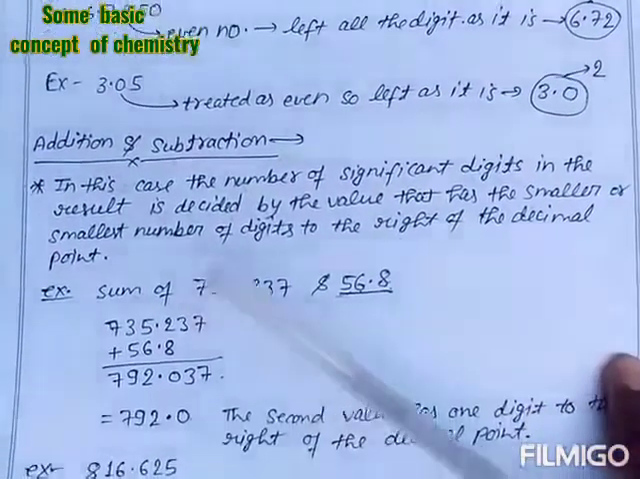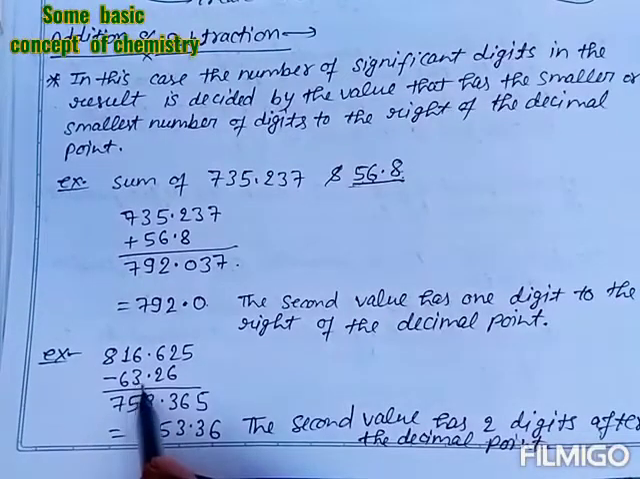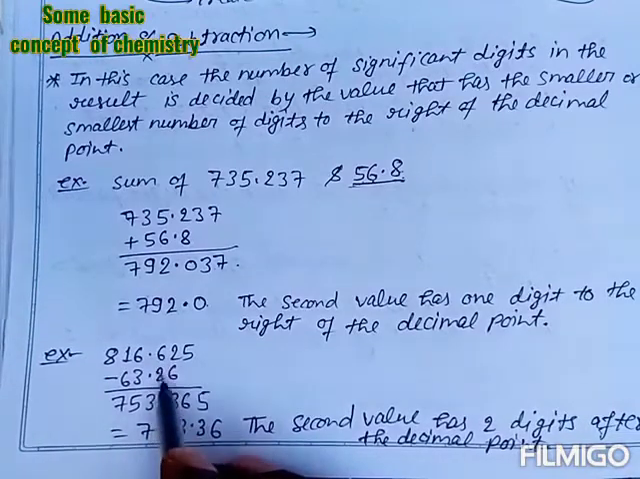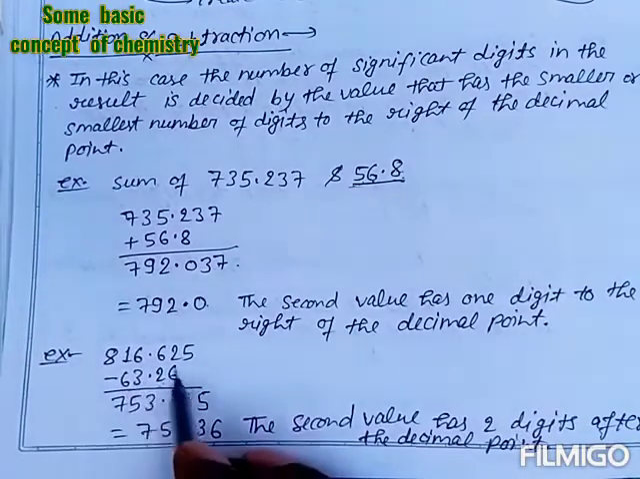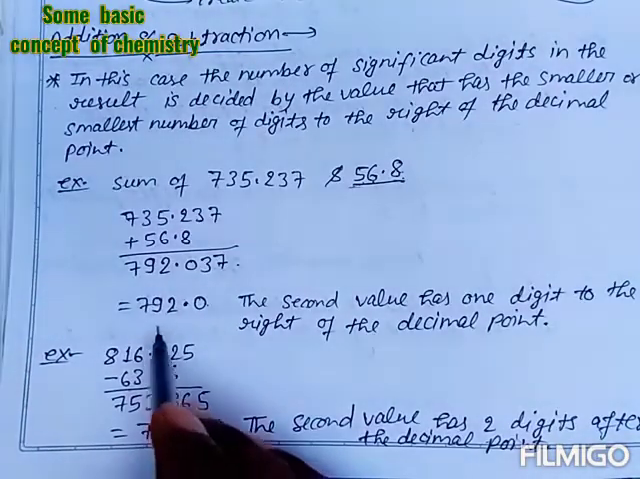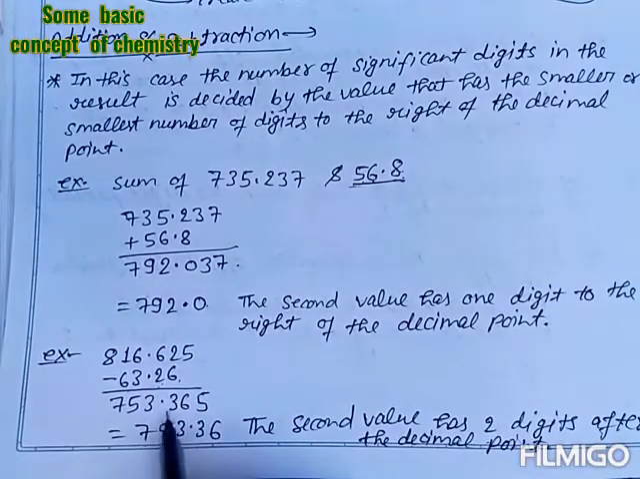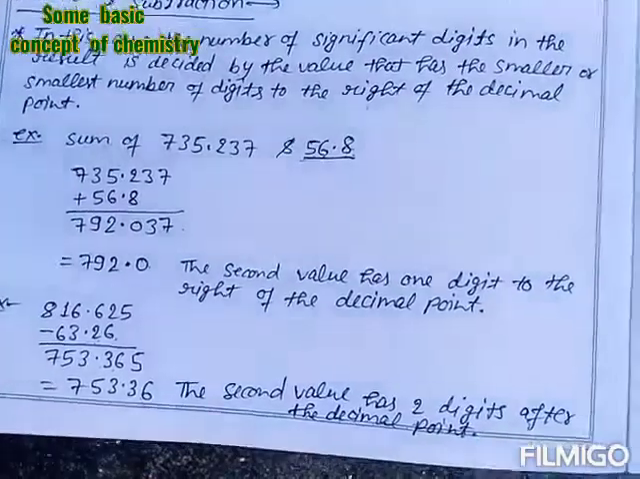Another example is 816.625 minus 63.26. This is the case of subtraction. After subtraction you will get 753.365. Of both the numbers, 63.26 has fewer decimal places, so according to the smaller number you will round off. After the decimal there are two digits, so 753.36, only two digits will be taken. It's a very simple and easy way.